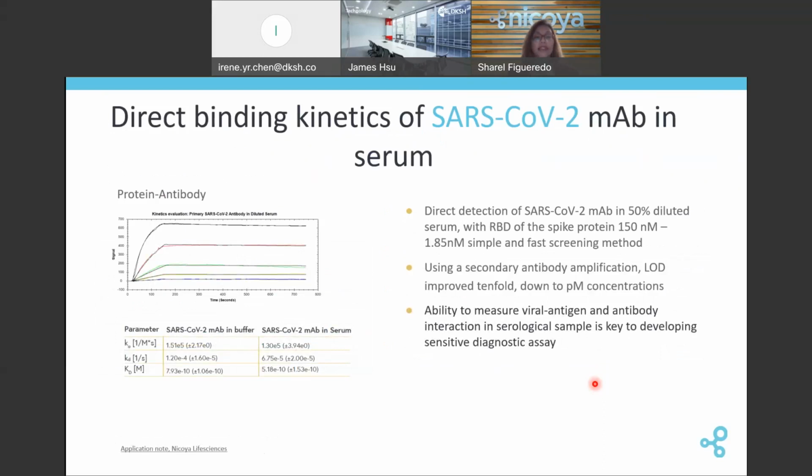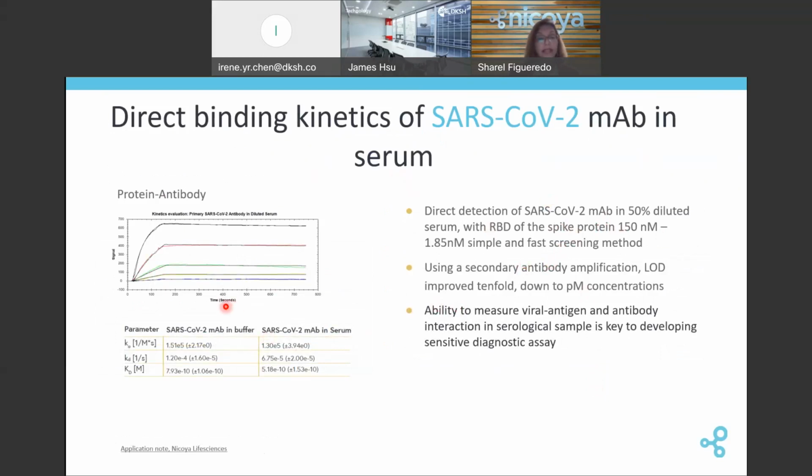We can also do direct binding kinetics of antibodies in serum. And here we're looking at SPR binding of the SARS monoclonal antibody, where we have immobilized the spike protein and then titrated the monoclonal antibody. And we're looking at crude samples.